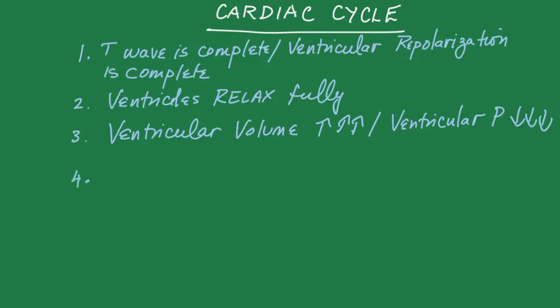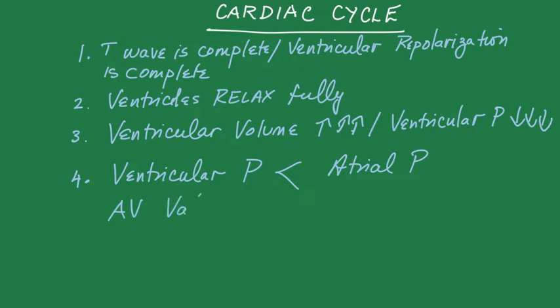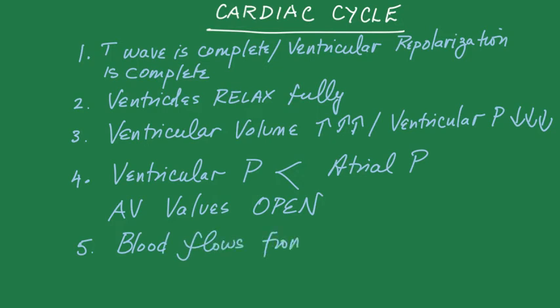The ventricular pressure is so low that it even falls below the pressure of the atria. Atria usually have very low pressure. So when ventricular pressure is lower than atrial pressure, AV valves open, tricuspid and bicuspid. When these valves open, blood can flow from the atria to the ventricles, and the ventricles can fill up with blood. And this movement of blood occurs down the pressure gradient.